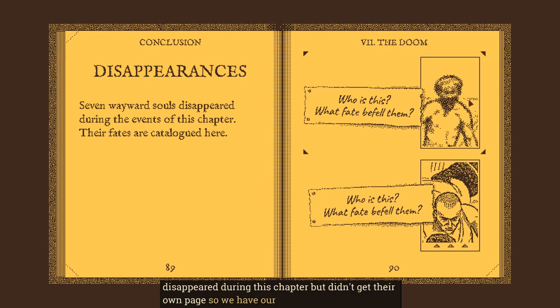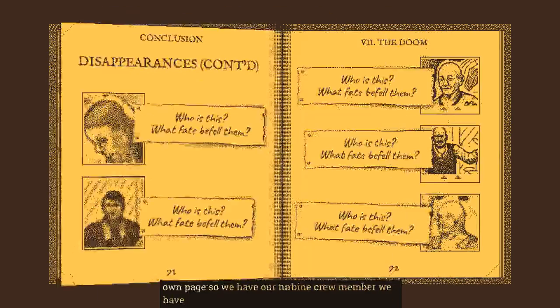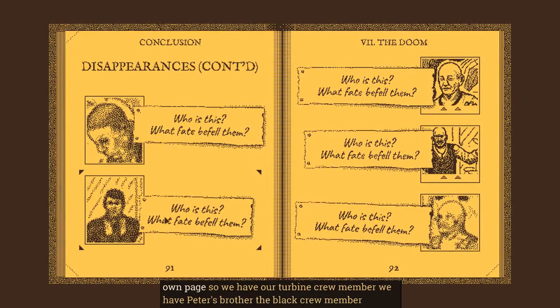So we have our turbaned crew member, we have Peter's brother, the black crew member, and the crew member with the books. I shouldn't say the black crew member. There are multiple black people on board the ship, actually. But the one that we've seen.